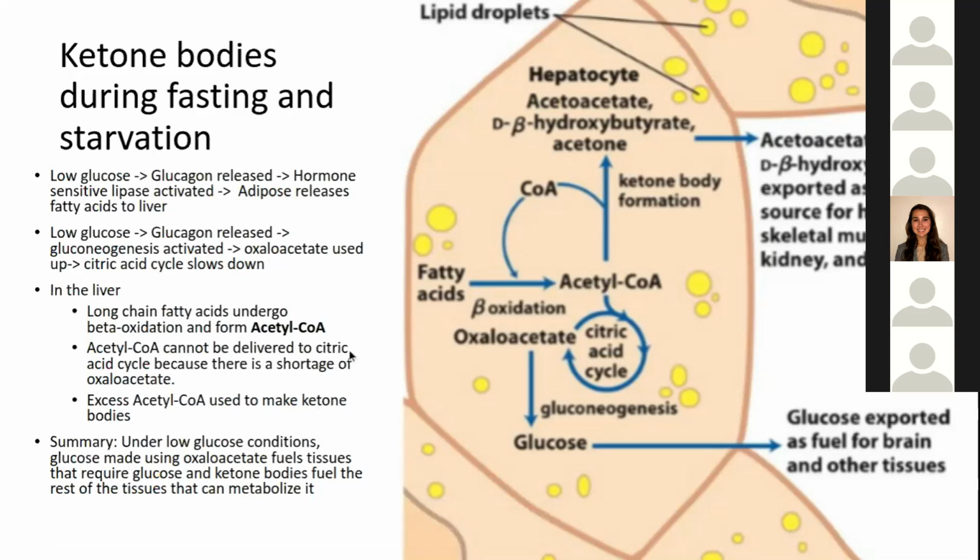So in summary, under low blood glucose levels, glucose is going to be made using oxaloacetate. That's going to fuel tissues that require glucose, and ketone bodies fuel the rest of the tissues that can metabolize them.